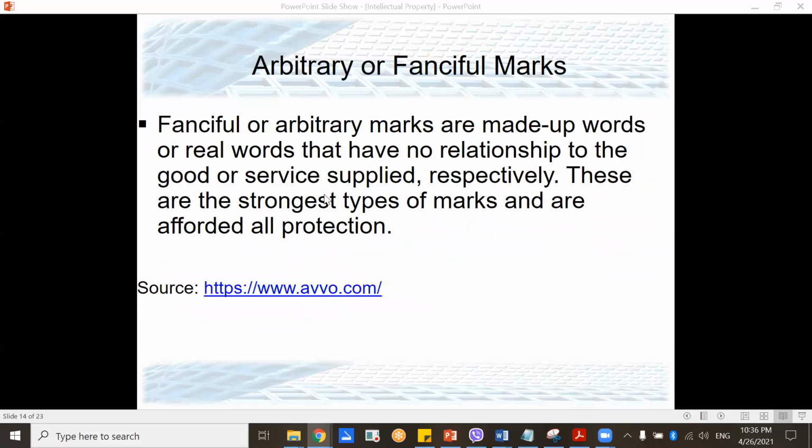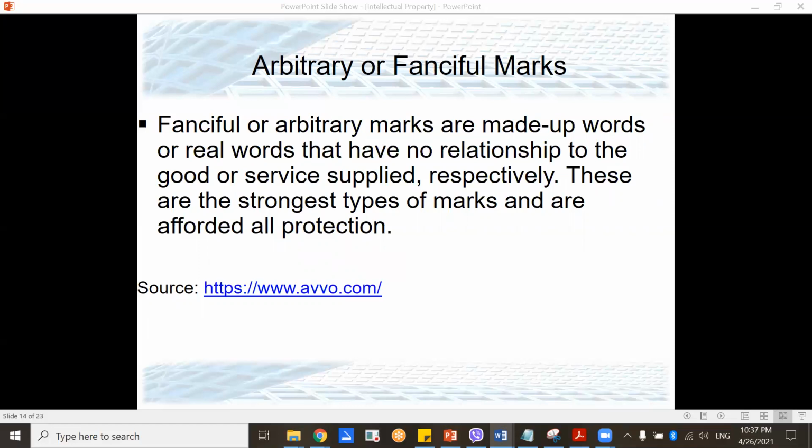Arbitrary or fanciful marks are made up words or real words that have no relationship to the good or service supplied, respectively. These are the strongest types of marks and are afforded the most protection. Because they are often made up or arbitrary words, it is less likely that anybody else is using them to describe the particular good or service.